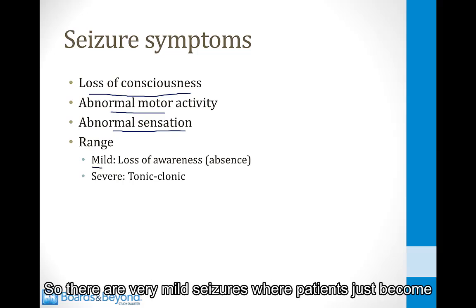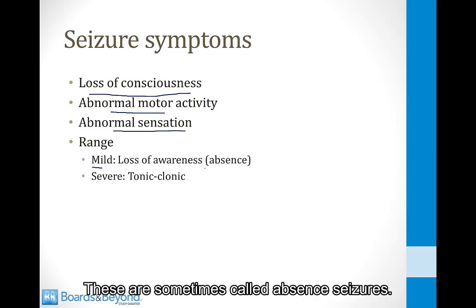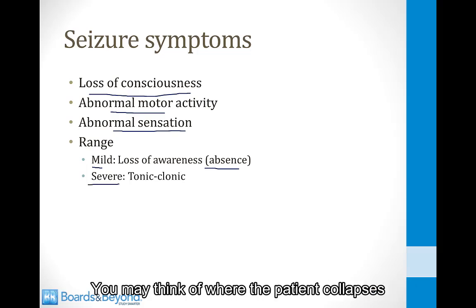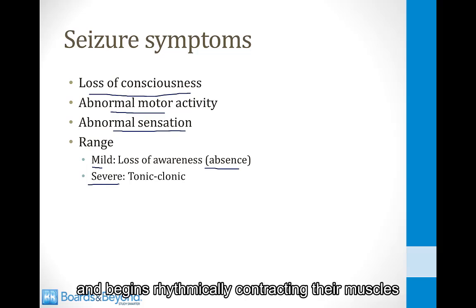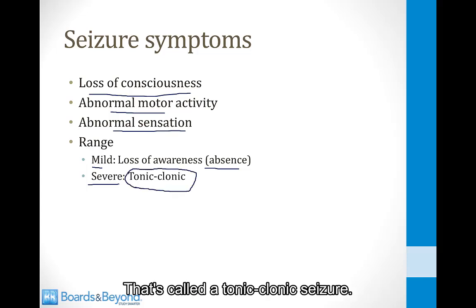So there are very mild seizures where patients just become unaware of their surroundings for a few seconds or minutes. These are sometimes called absence seizures. And then a severe seizure is the classic kind of seizure you may think of where the patient collapses and begins rhythmically contracting their muscles and shaking on the ground. That's called a tonic-clonic seizure.